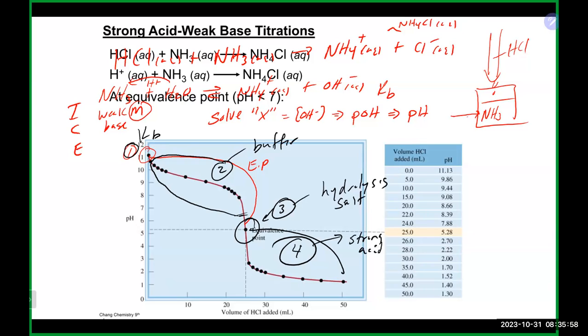So each of those steps requires an ice table. First one requires 1 ice table. Second one requires a minimum of 1 ice table with Henderson-Hasselbalch, or 2 ice tables, no Henderson-Hasselbalch. The third one requires 2 ice tables. First one to get the salt's concentration, second one a hydrolysis ice table. Third one requires 1 ice table to figure out how much strong acid you dumped in there, basically, so that you could get to the pH.